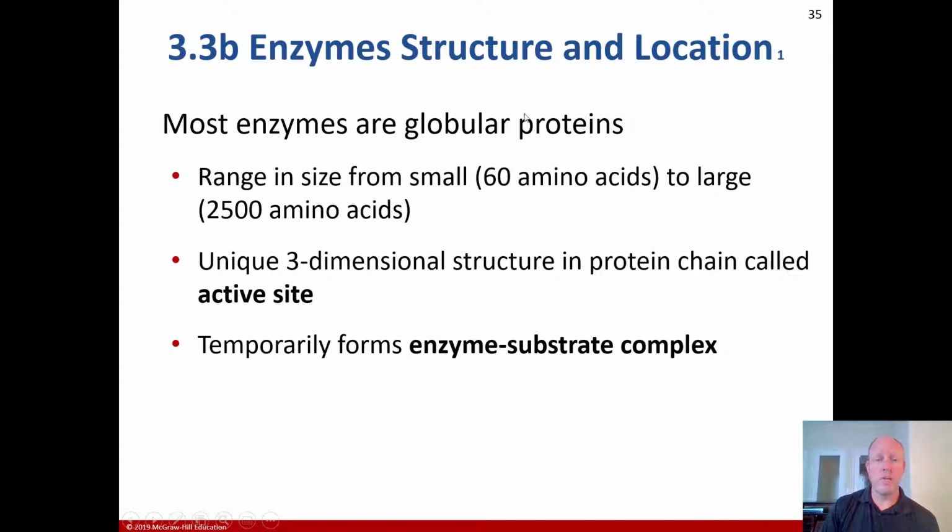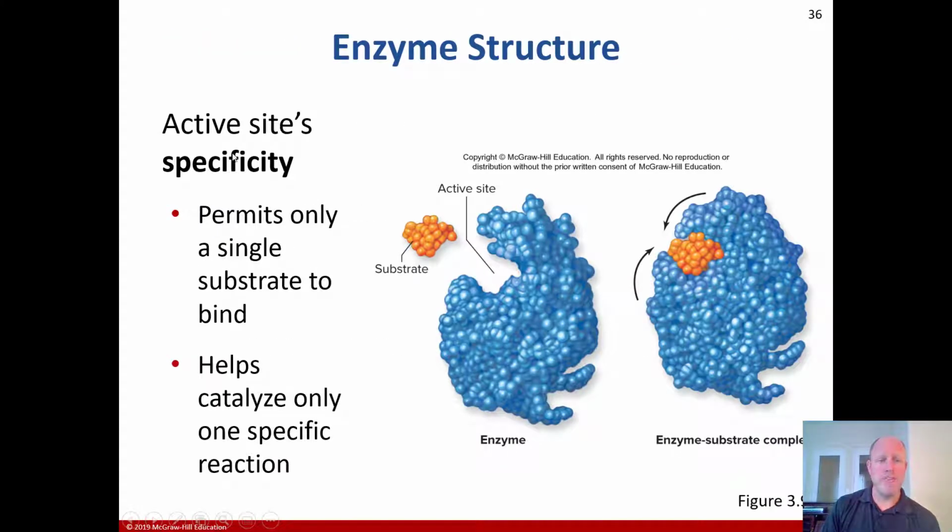With enzyme structure and location, most enzymes are globular proteins. They range in size from small, about 60 amino acids, to large, about 2,500 amino acids. They have a unique three-dimensional structure in the protein chain called their active site. Okay? They temporarily form what is known as an enzyme substrate complex. So in this picture, that active site specificity, each enzyme is very specific to what substrate it will work with. It permits only a single substrate to bind, and that's the only kind it will allow for any particular enzyme. Okay, and this helps catalyze only one specific reaction.